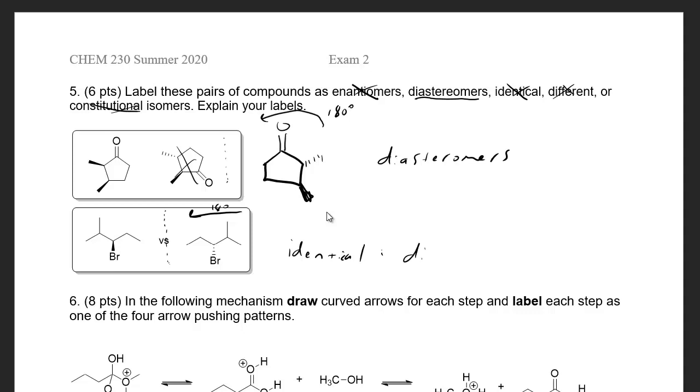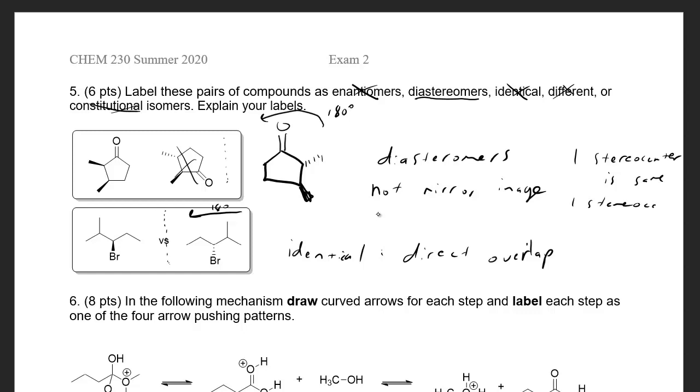So we'll say for this, there is direct overlap. You can superimpose them on top of each other. And then for diastereomer, I would say not a mirror image. And one stereocenter is the same. One stereocenter is the opposite.